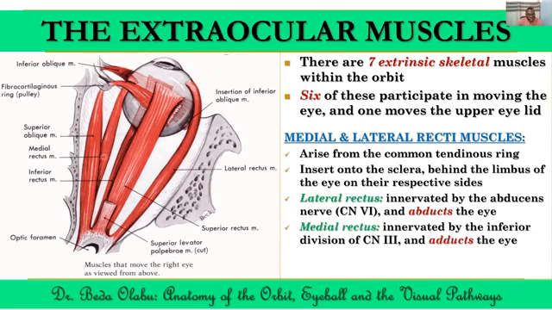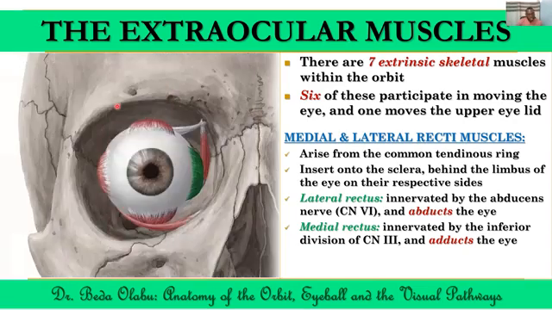The medial rectus is this one. The contraction of the medial rectus will cause this pupil to move that way. That's what we call adduction. Medial rectus is supplied by the inferior division of the oculomotor nerve. So this shows you still medial rectus, and that's lateral rectus.